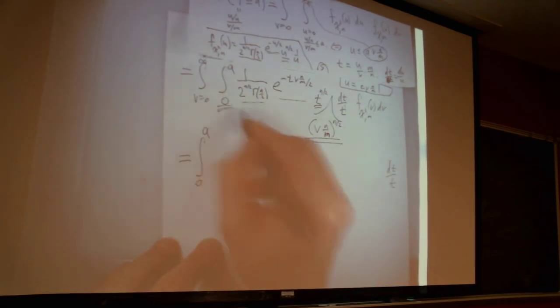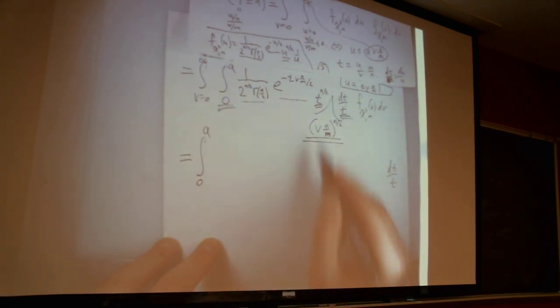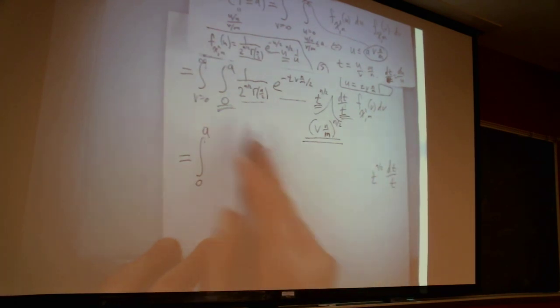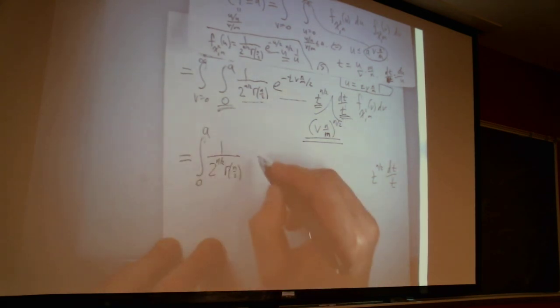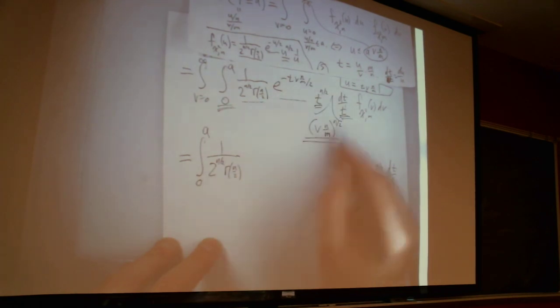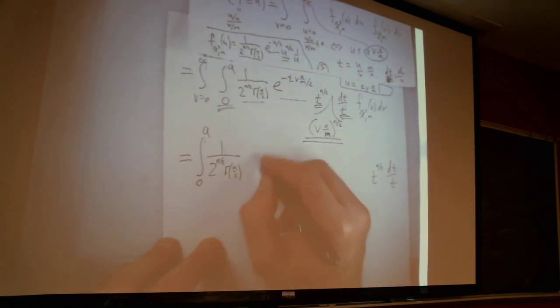So I've taken care of this, I've taken care of this. Let me pull the t out, t to the n over 2. Is there anything else I can pull out? I guess I can pull out this constant, 2 to the n over 2, gamma of n over 2. And all that's left is the v integral. You see, this has v's in it, and this has v's in it, so I can't pull it out just yet. So let's do the v integral.